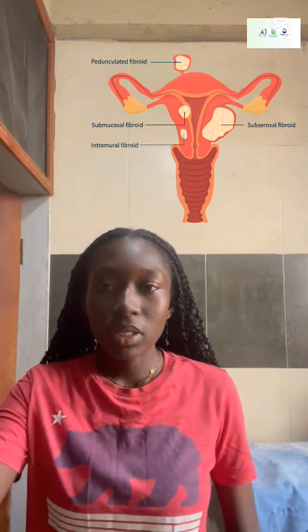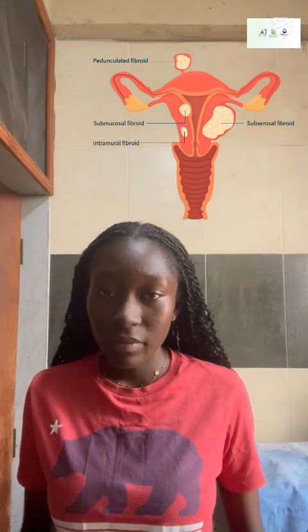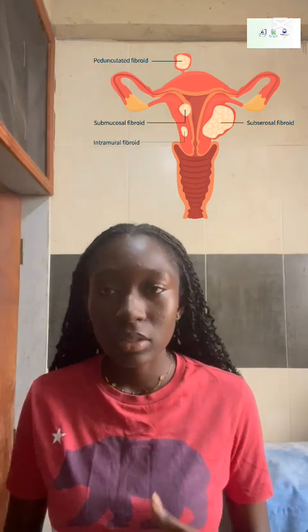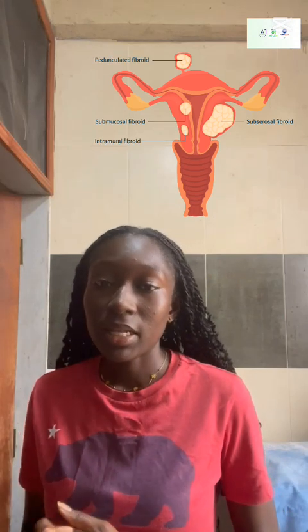And they may include heavy or painful menstrual periods, lower abdominal pain or pelvic pain, lower back pain, pain or discomfort during sexual intercourse, frequent urination, constipation, enlarged abdomen, difficulty getting pregnant, and many others. There are possible complications that can result from this condition if left untreated. Some of them may include iron deficiency anemia due to heavy menstrual bleeding, urinary tract infections, problems with urination, infertility or difficulty conceiving. Well, it's always advisable to see a clinician for you to be assessed and to be diagnosed.